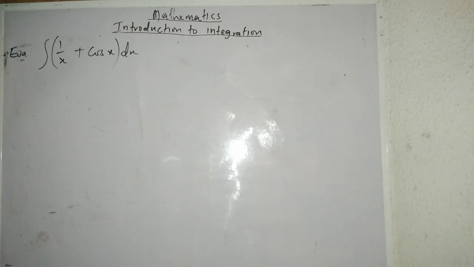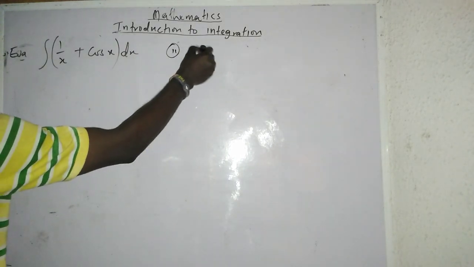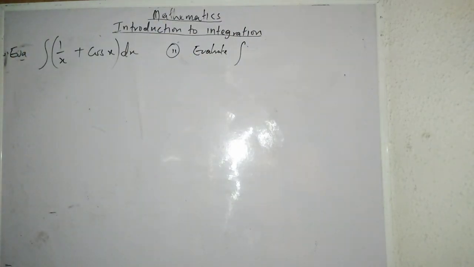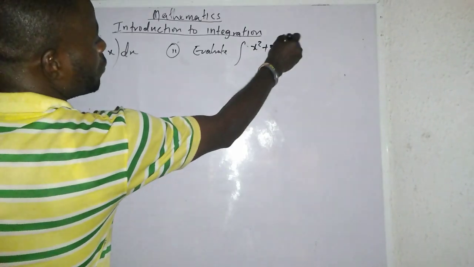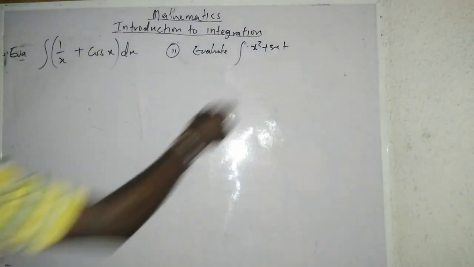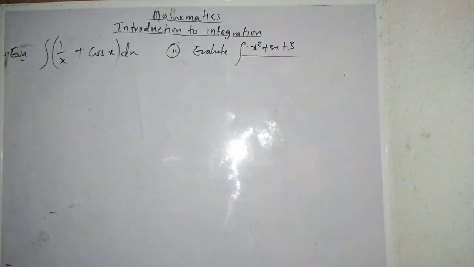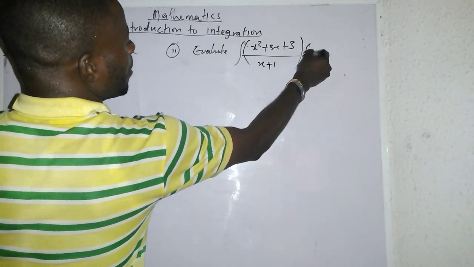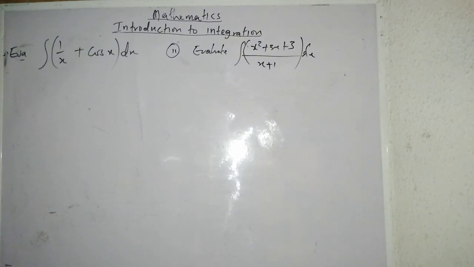I have the first one, and let me look at another question that can be of help to us. If I have number 2, I also evaluate the integral of x squared plus 3x plus 2 all divided by x plus 1, all integral with respect to x. Now, I want to integrate these two problems. The first one will be very simple.